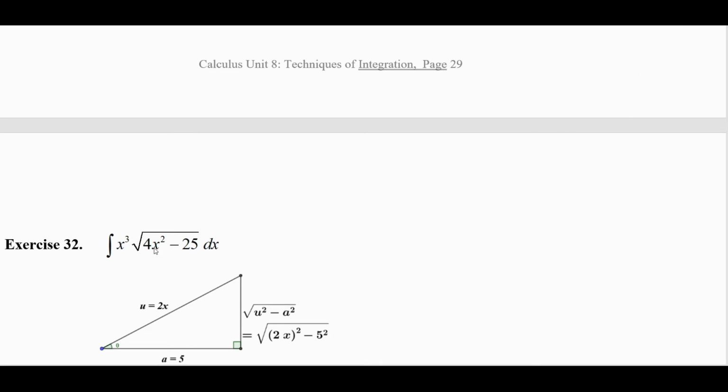All right, so this time notice that the 4x squared is the positive term here. So the square root of that, 2x, has got to be the hypotenuse. The 5, which is the square root of 25, is the constant. We're going to put that on the bottom. And then by the Pythagorean theorem, the other side is the square root of the 2x squared minus the 5 squared, or in other words, the square root of 4x squared minus 25 that we had at the beginning.